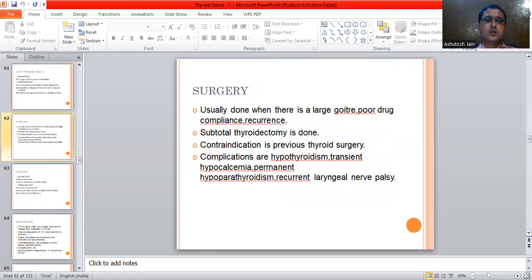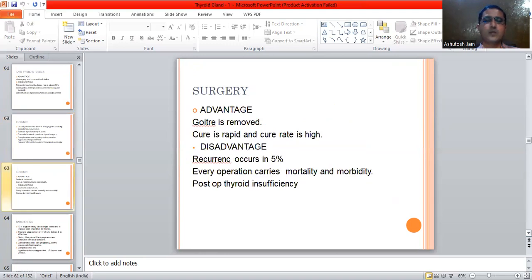Surgery is usually done when there is a large goiter, poor drug compliance, or recurrence. Subtotal thyroidectomy is done. Contraindication: previous thyroid surgery. Complications are hypothyroidism, transient hypocalcemia, permanent hypoparathyroidism, recurrent laryngeal nerve palsy. Advantage: goiter is removed, cure is rapid and cure rate is high. Advantage: recurrence occurs in 5%. Every operation carries mortality and morbidity.